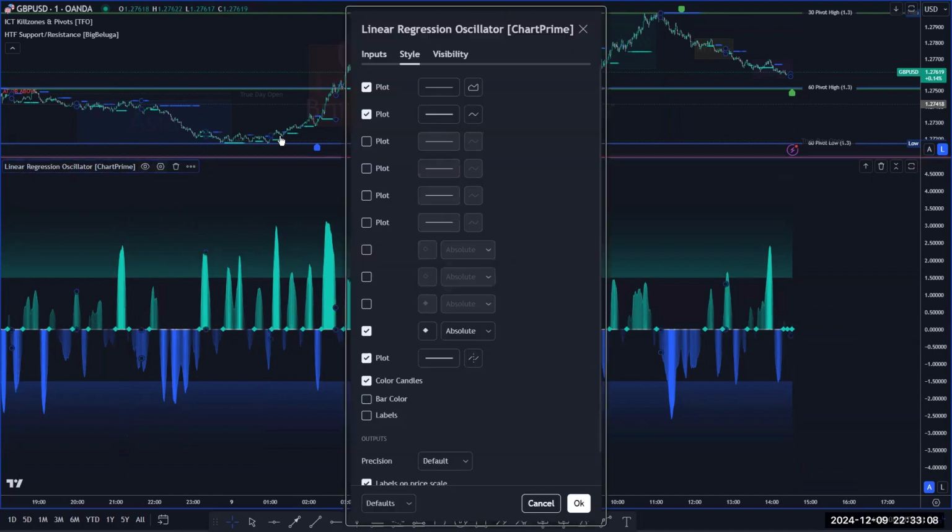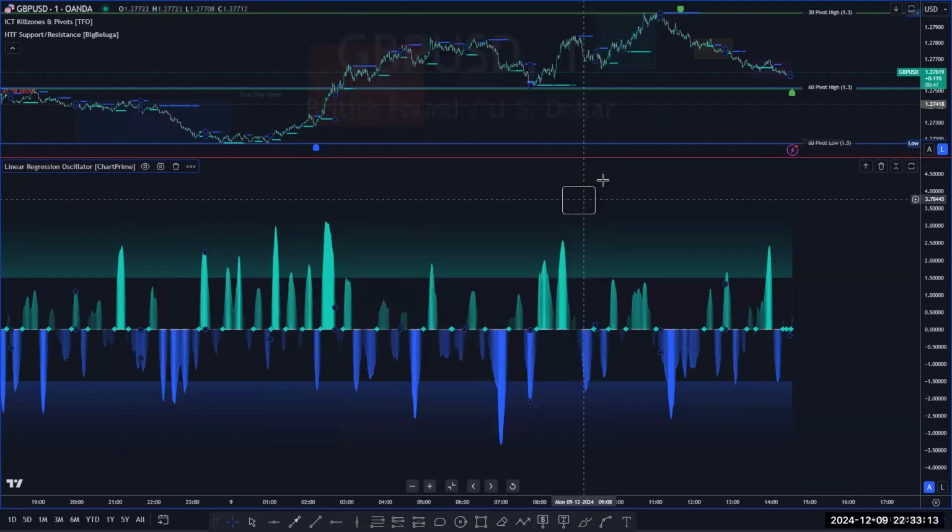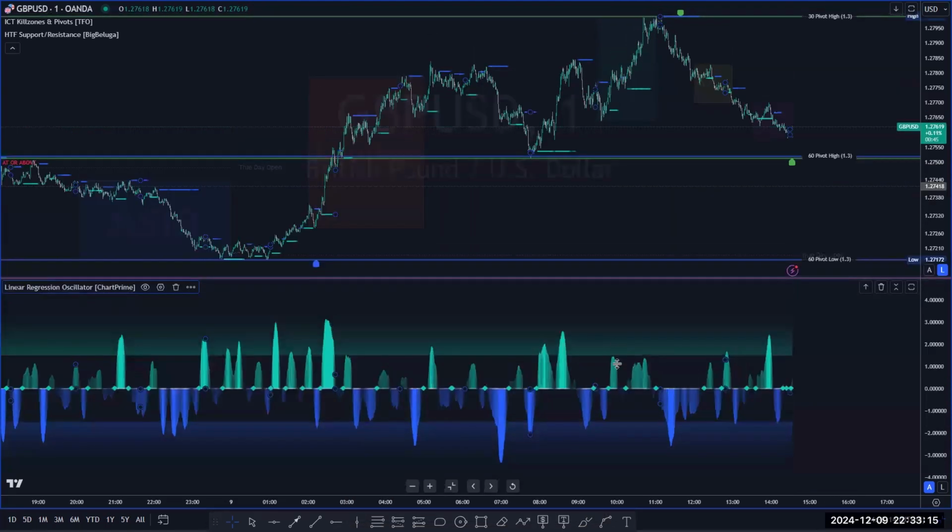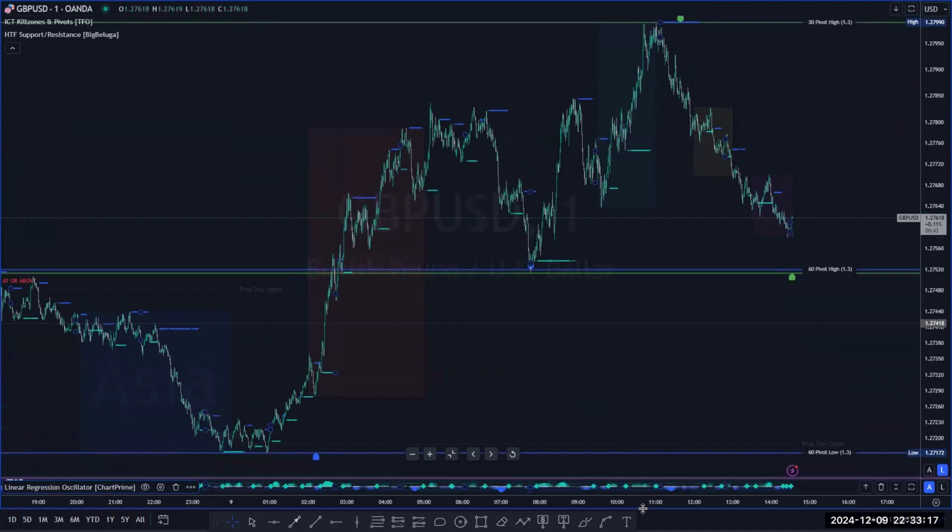You can go to the settings. You can copy my settings if you want to. So these are my settings. And then let's dive into how to apply this amazing indicator with the logic I will explain to you right now.